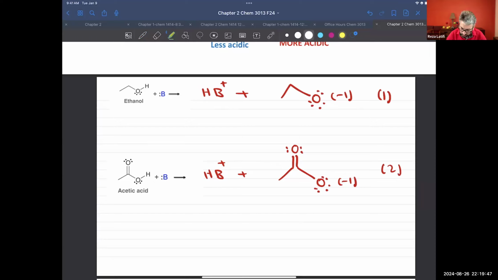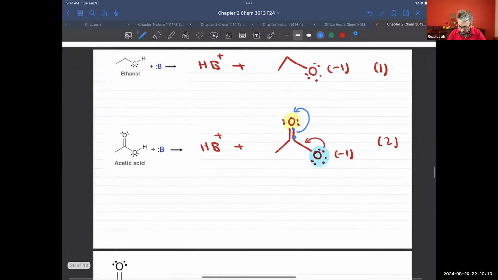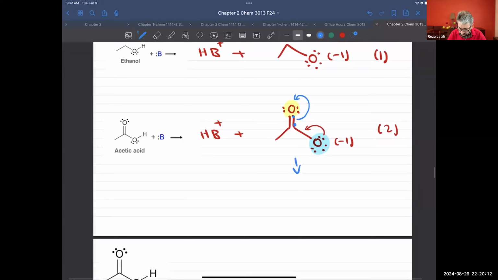You have two oxygens, one and two. The one that is yellow has two lone pairs, and the blue one has three lone pairs. Can I share one of these lone pairs and put it here, and then move those two electrons and put them on top of oxygen? Yes, that's possible. And if we draw the resonance structure for it, it will be like this.